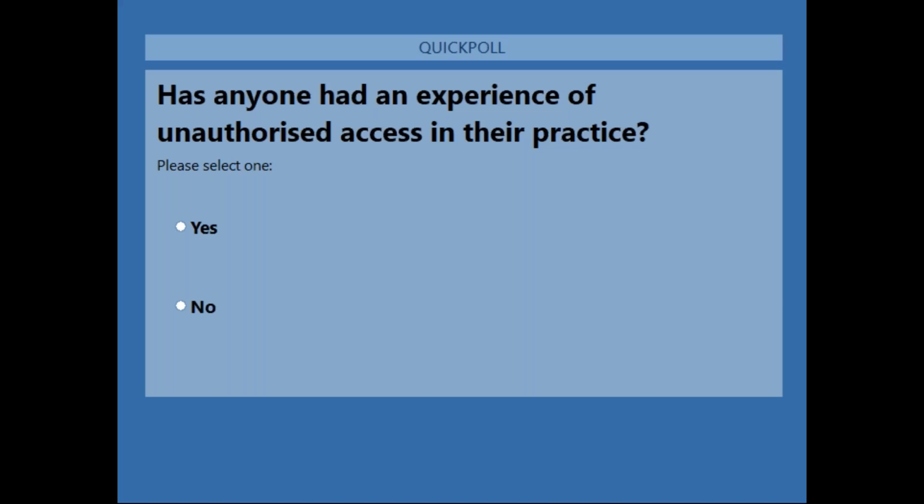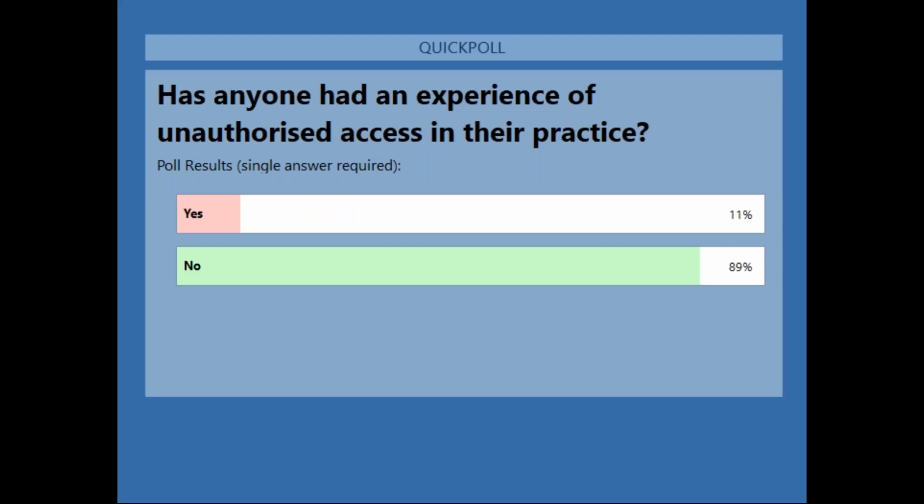And I'll close that poll and share it with you. And we can see that 11% have responded with yes and 89% no. And I think with this one, unauthorized access can sometimes be quite difficult to determine, and sometimes it does require quite technical expertise to identify. And so with unauthorized access, we see it usually as a result of a malicious or criminal attack or a cyber incident.